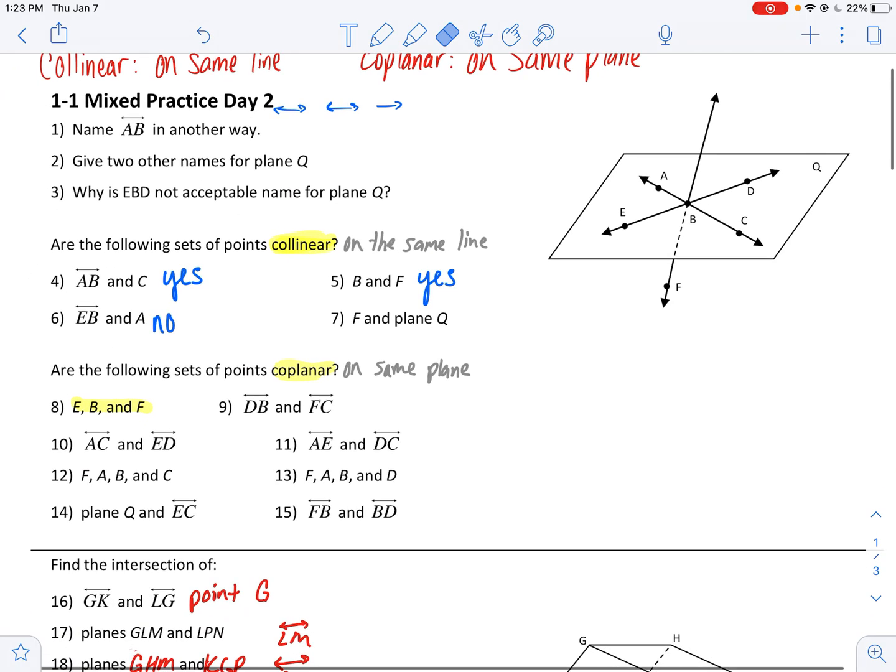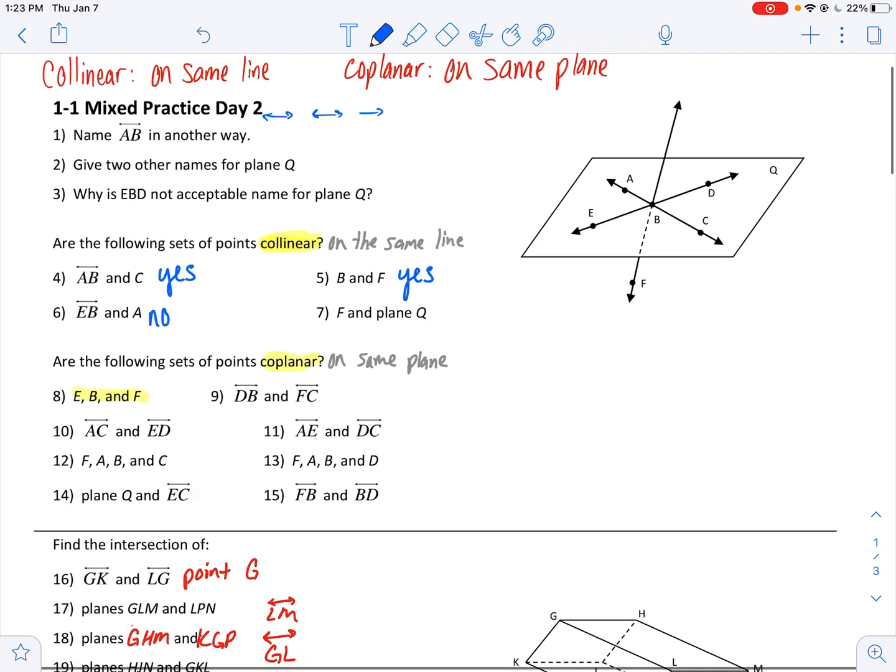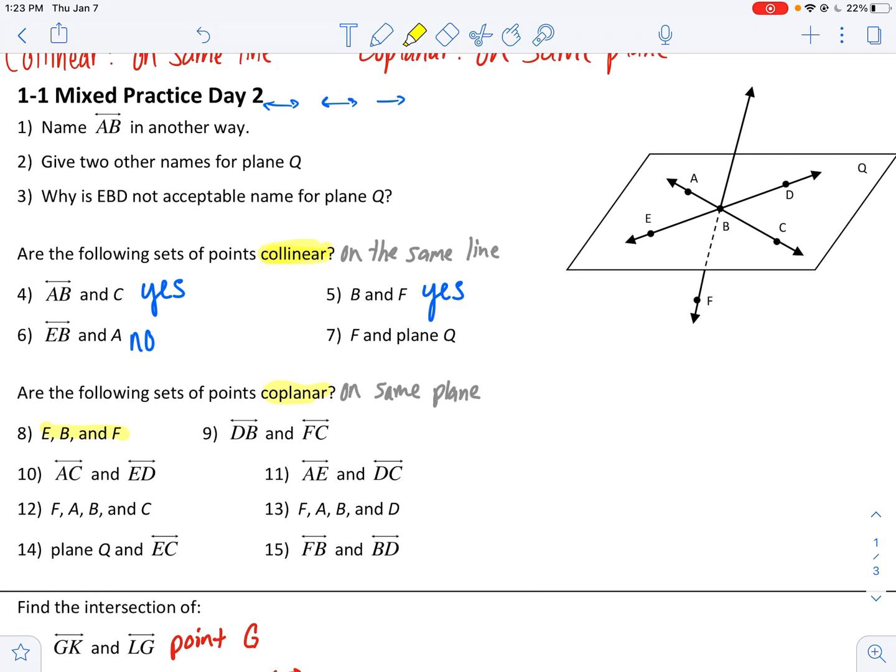And now let's look at coplanar. Are these on the same plane? So E, B, and F, are they on the same plane? The only plane we have here is plane Q. This plane right here. Are these coplanar?